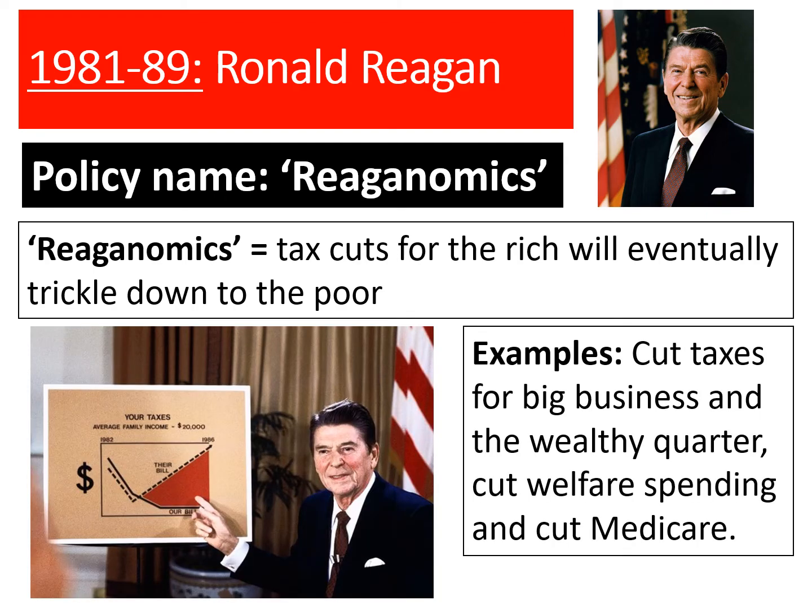So examples of his Reaganomics being put into place is the actual cutting taxes for big businesses, and there's about a wealthy quarter of the population in America, so he's not giving them high taxes either. He also then starts to cut welfare spending in anticipation of it not being needed as much anymore, and he cuts the Medicare bills that were passed by Johnson and JFK. All of this is having a much harsher effect on the poor than the rich. They're getting rid of their benefits and their medical care, and they're not really receiving the trickle-down effects that Reagan wants.